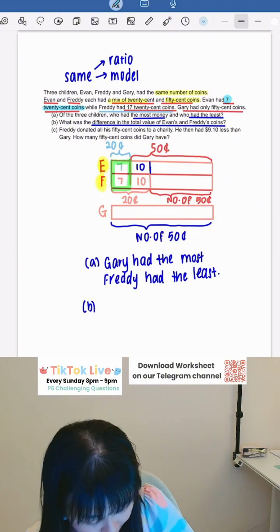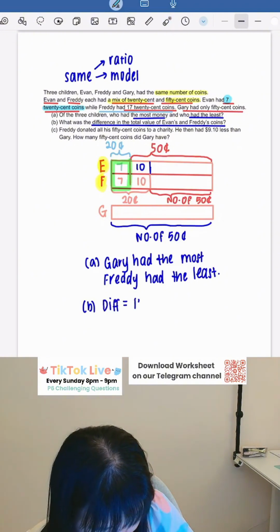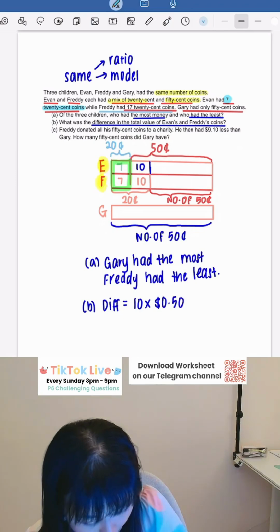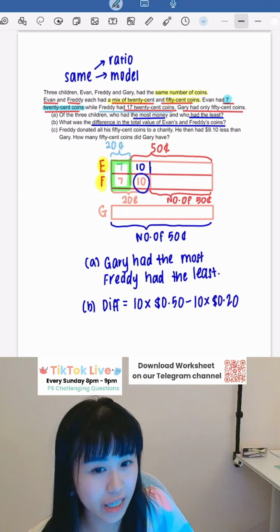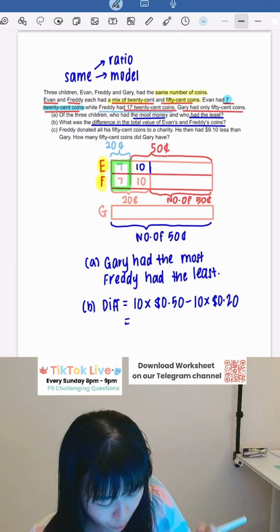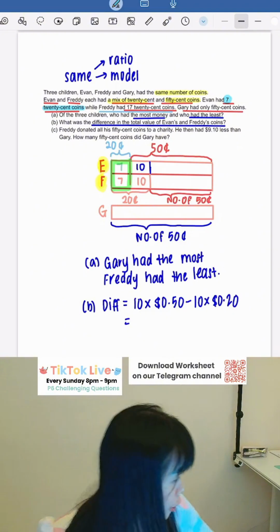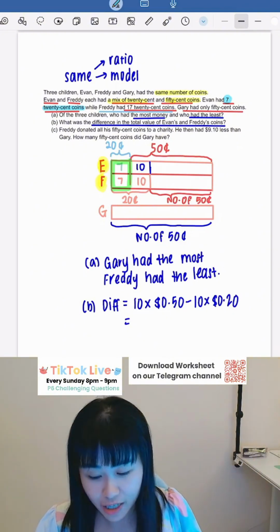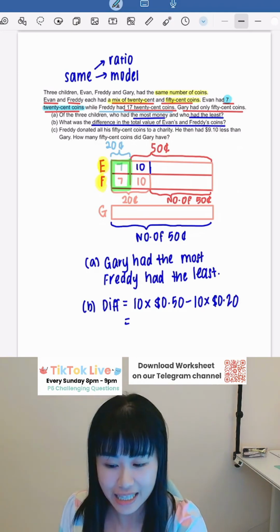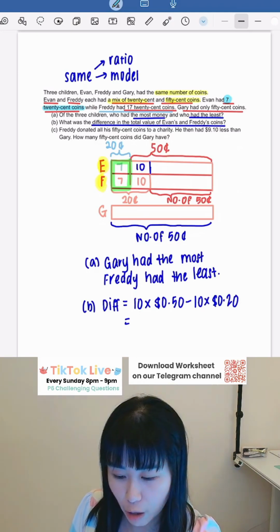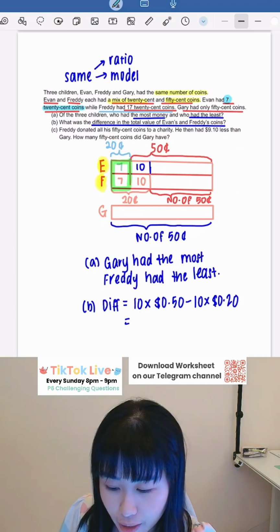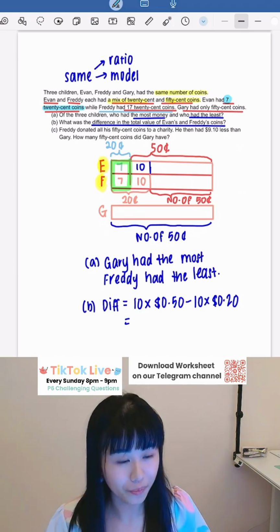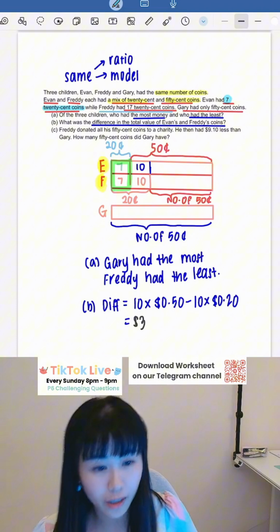So to find the difference, you will take 10 times 50 cent, which is what Evan has at this portion, minus 10 times 20 cent from Freddy, this portion. So the difference, everybody, the answer is, can you let me know? Even without a calculator, you all should know the value for this one. Even though this is a paper 2 question, can I get all of your answers? Yes, $3. Okay, thank you.